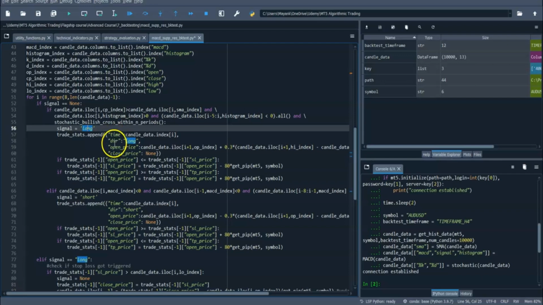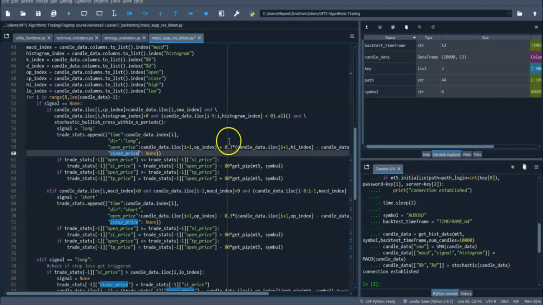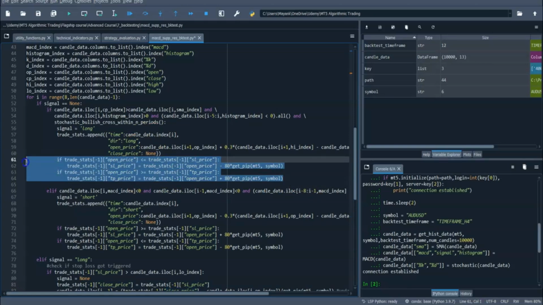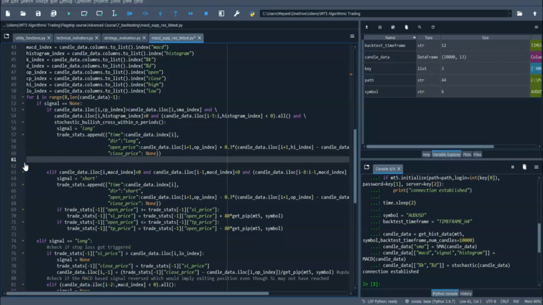We append the time, direction, open price, and close price. I'm not changing anything regarding the open price because that takes into consideration slippage, which I like. So let us leave it. I don't want all this stop loss, take profit adjustment, so let me remove all this. I love removing code bits from a code because it makes things clean, right? So that's taken care of.